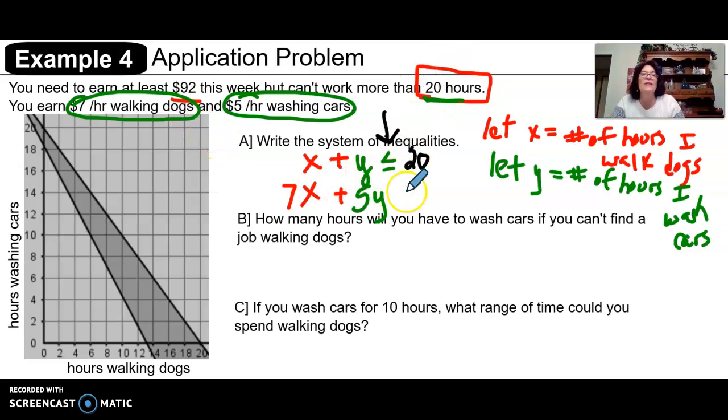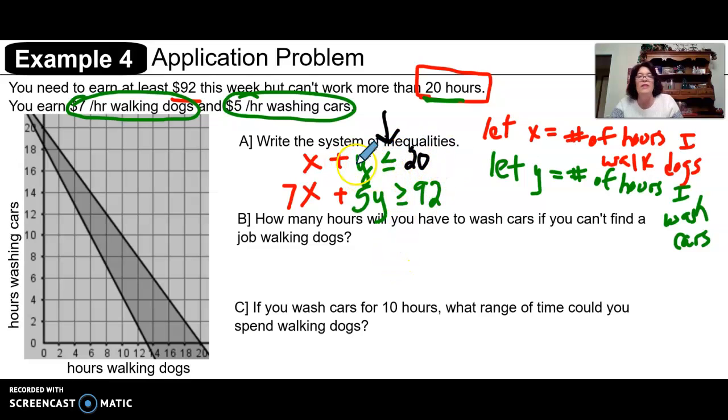At least 92 means I have to make 92 or more. I'm not going to be upset if I make more, but I have to make at least 92. Guys, that's greater than or equal to 92, okay? And those are the lines that I have graphed over here, okay? X plus Y is less than or equal to 20.